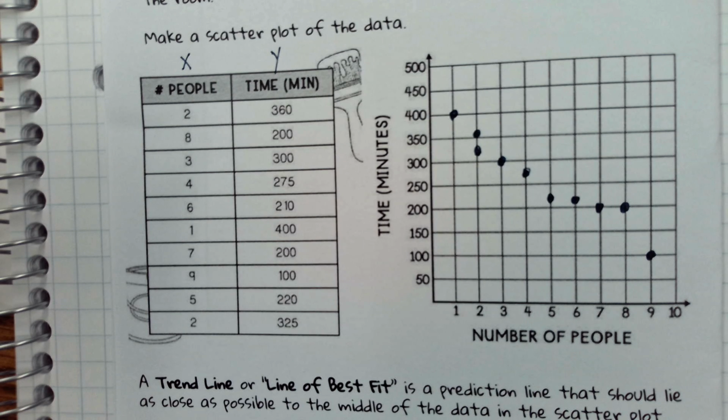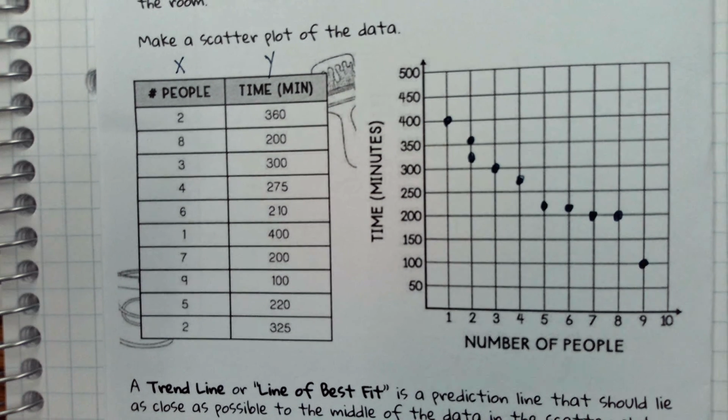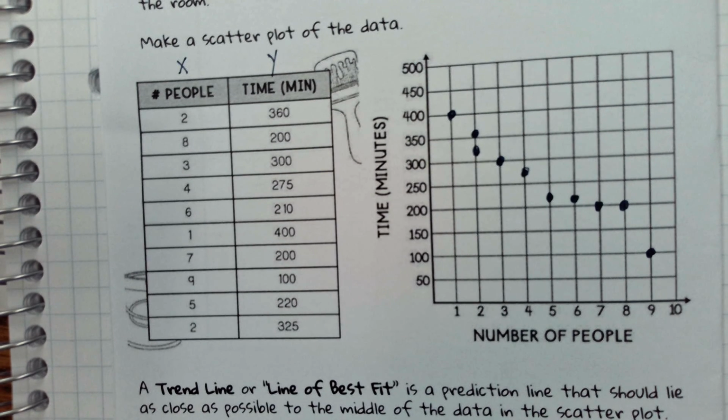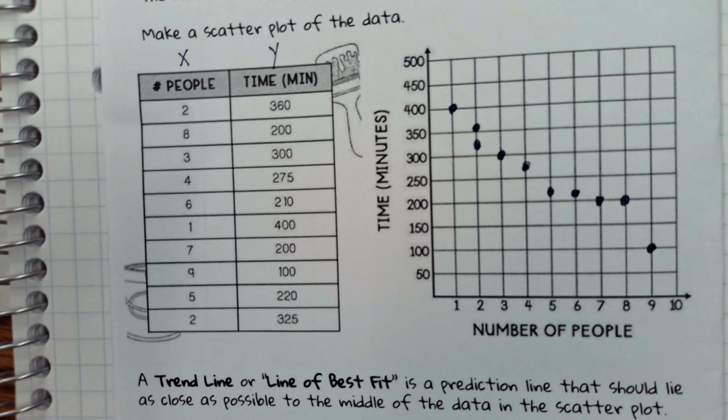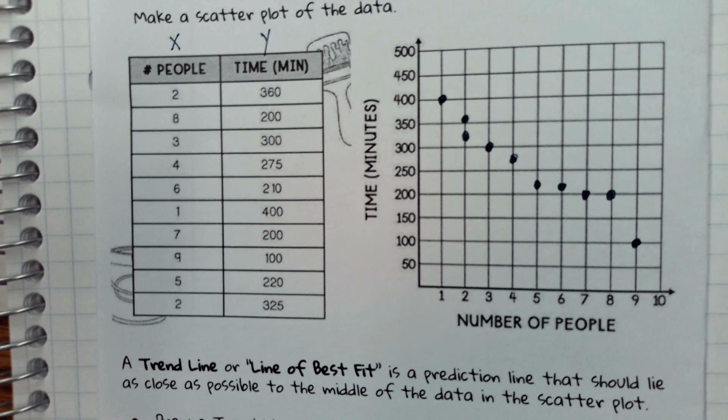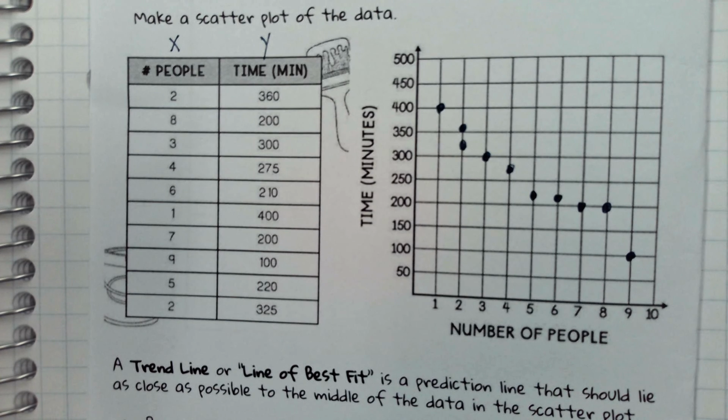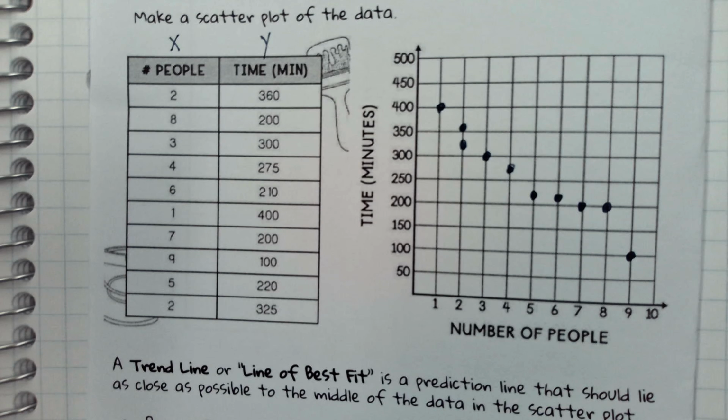Okay. And now the minutes. 360. 200. 300. 275. 210. I'm at 210. 400. 400. 200. Oops, I did 40 seconds. Then after 400, it's 220. 320.